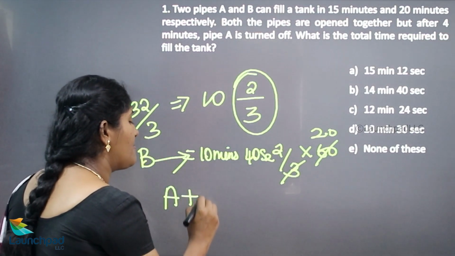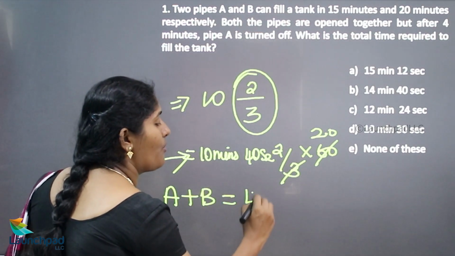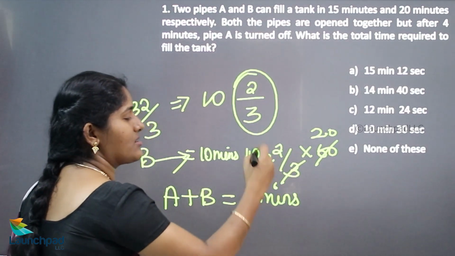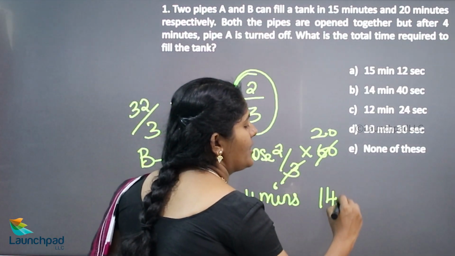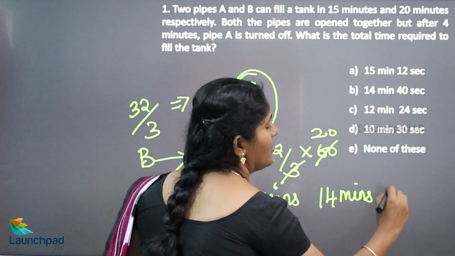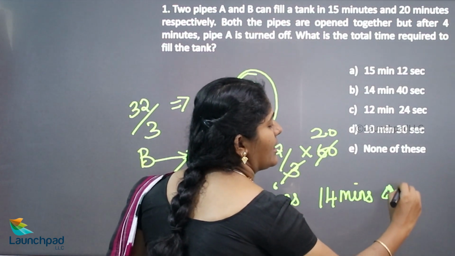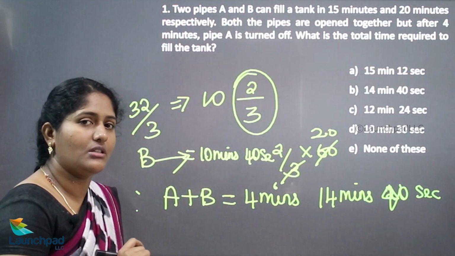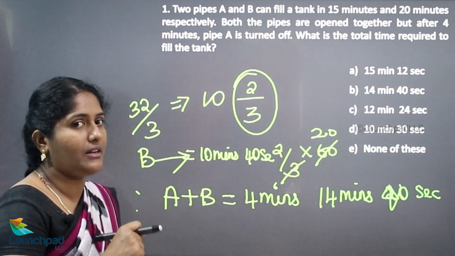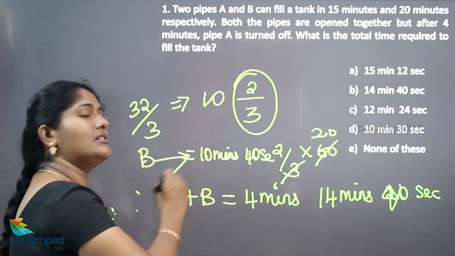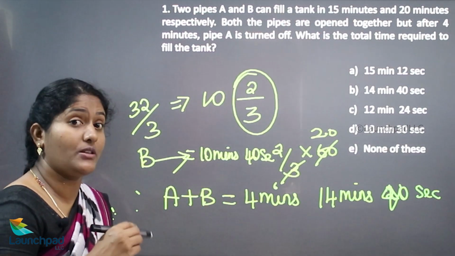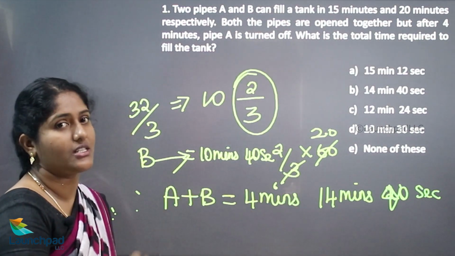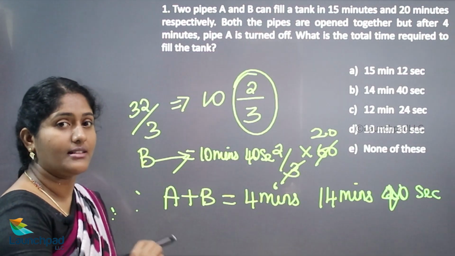A and B together already worked for 4 minutes. So the total working time is 14 minutes 40 seconds. If the question asks how long B alone takes to complete the remaining work, your answer is 10 minutes 40 seconds. If it asks how much time the whole tank takes to fill, your answer is 14 minutes 40 seconds. Depending upon the question, you answer accordingly.